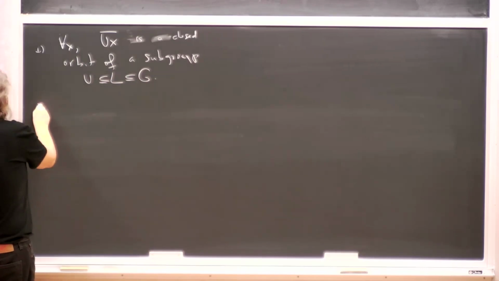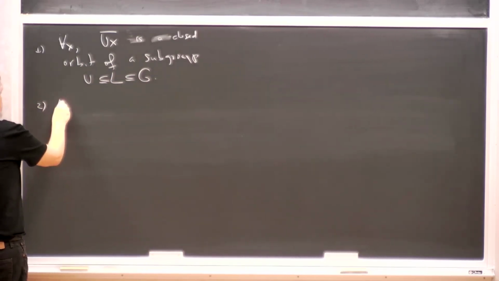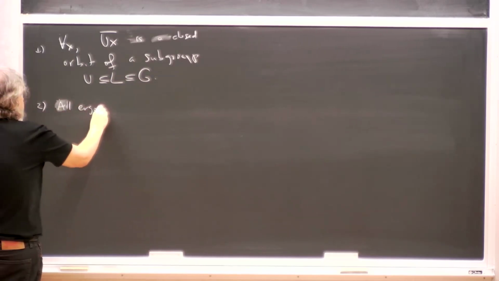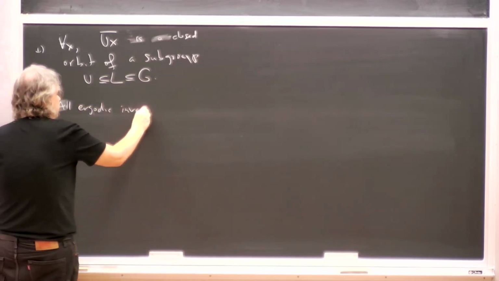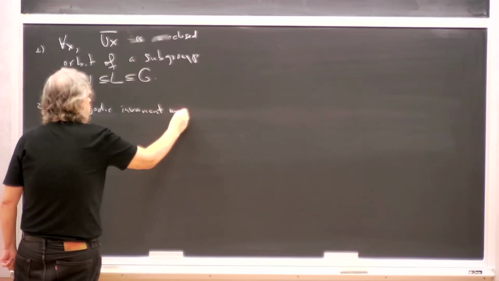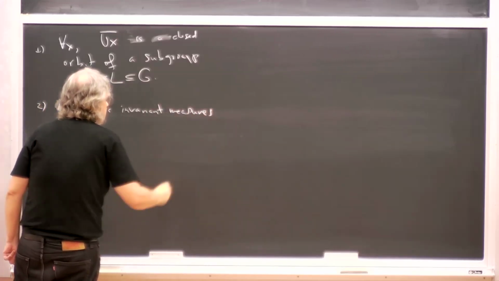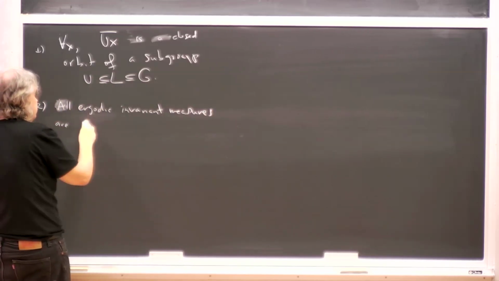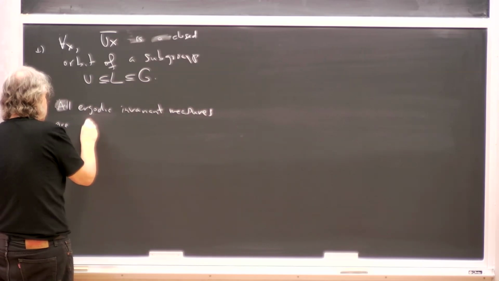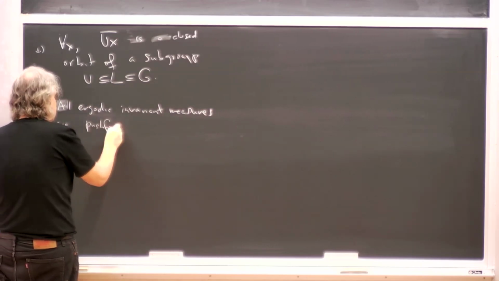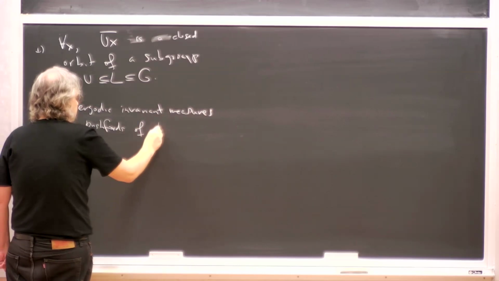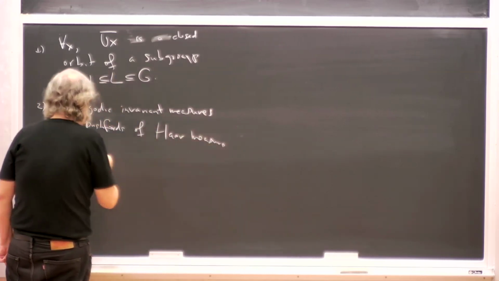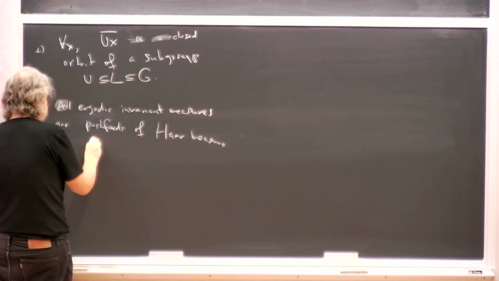The second statement is that all ergodic invariant measures are essentially supported, push forwards of the Haar measure on some sort of, again, intermediate subgroup.